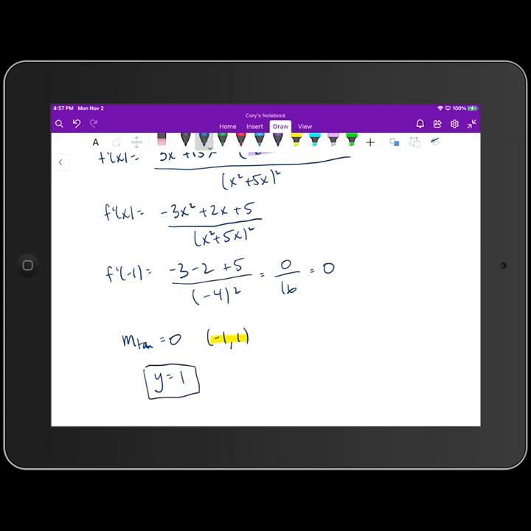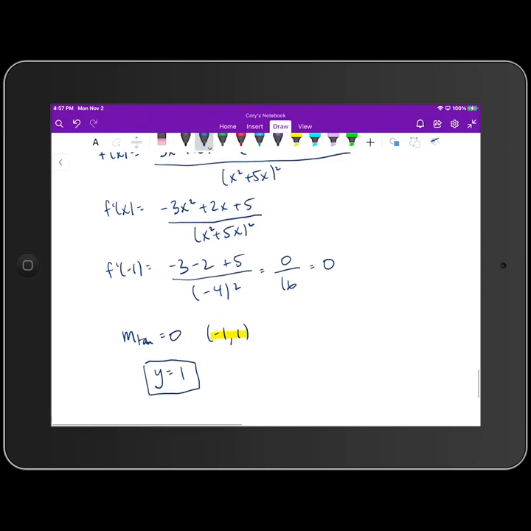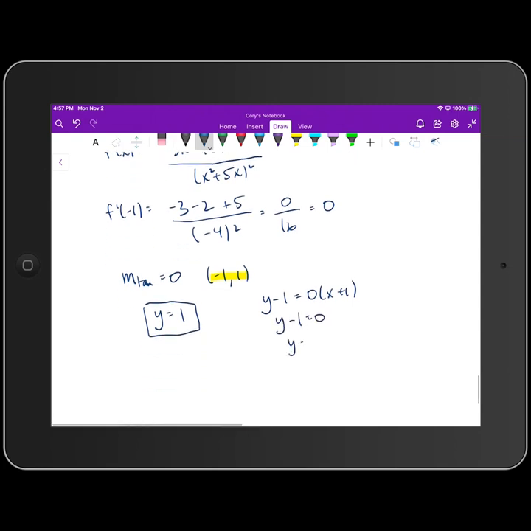If you wrote that in point slope form, you could do that as well. You would get y minus the y-coordinate 1 equal to 0 times x plus 1. On the right-hand side, that multiplies out to 0. So you get y minus 1 is equal to 0, which makes y equal to 1. So you get the same equation for the tangent line either way.